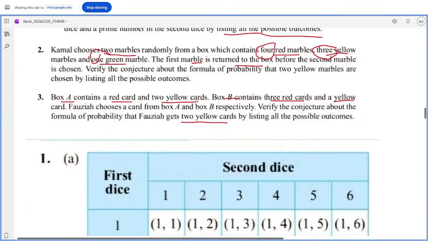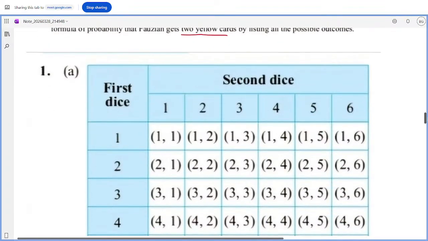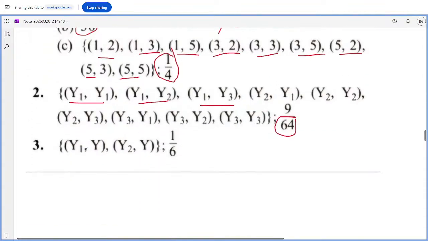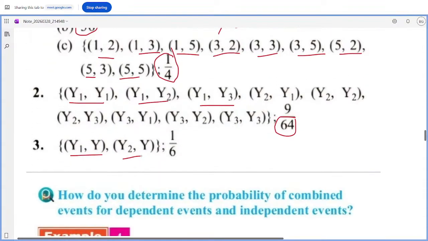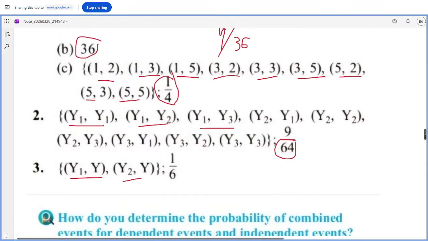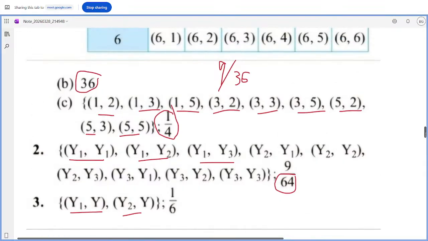So again, you must distinguish them because 2 yellow card, you can label Y1, Y2. 3 red card, you can label R1, R2, R3. Just distinguish them. Okay, so that easier for you. Alright, so basically you can have Y1, Y and also Y2, Y. Okay, if you don't want to label Y3, it's okay. You can just label a Y there. So that is also meaning the third card. So basically, you have 2 out of 12.